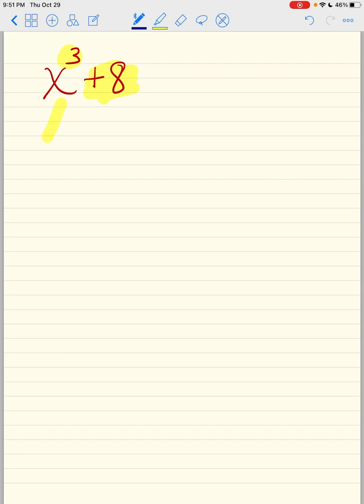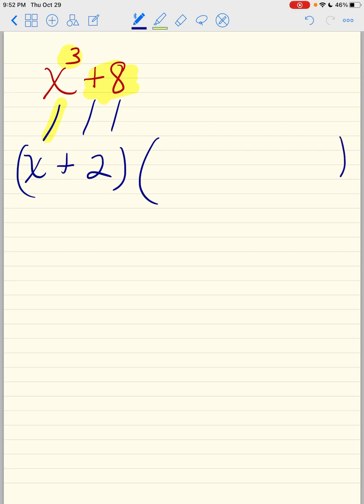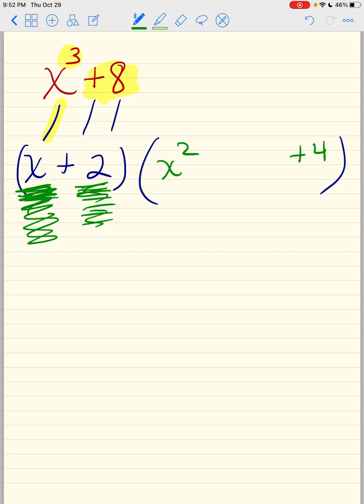The cube root of x to the third is x. That's a positive. Bring it down. Cube root of 8 is 2. And all you're going to do after you do that is make a parentheses, and you're going to take the first either letter or number, whatever's there, and square it. Anything squared is always positive. Then you're going to take the last either number or variable and square that. 2 squared is 4, and you're going to put that at the end. So the first variable or first number squared goes in the beginning, and the last one goes at the end.